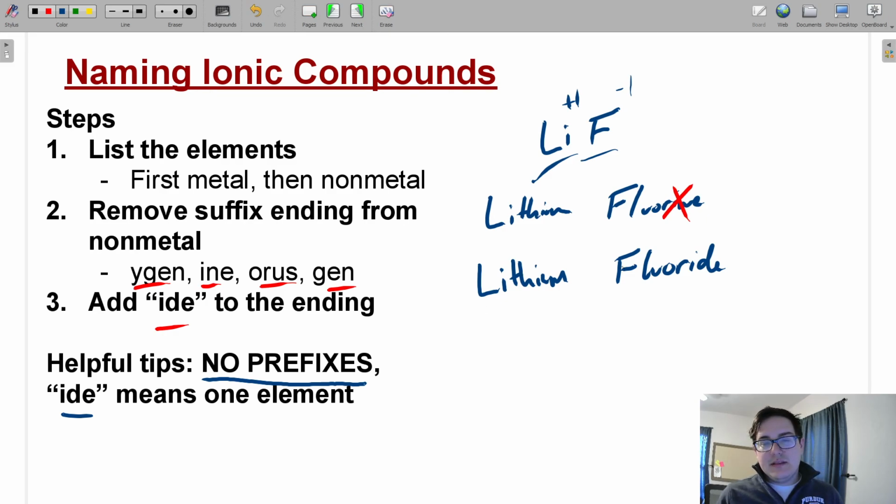And the last thing we're going to say is -ide also means one element typically. And so this is lithium fluoride, meaning it's only composed of lithium and fluorine atoms. Nothing else is kind of mixed in. This will make a little bit more sense when we unpack polyatomics and more on those covalents. So as we go on, hopefully this makes more sense.